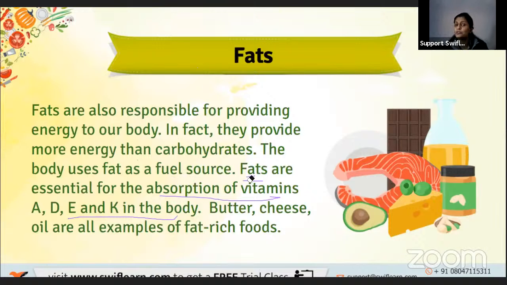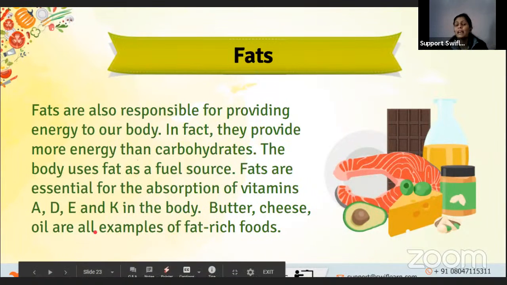So what is the fuel source of your body? Fats are the fuel source of body, and the most important thing about fats is they help in the absorption of vitamins A, D, E, K in our body. And how do you get the fats in your body? You get it from butter, cheese and oils that are fat-rich foods.